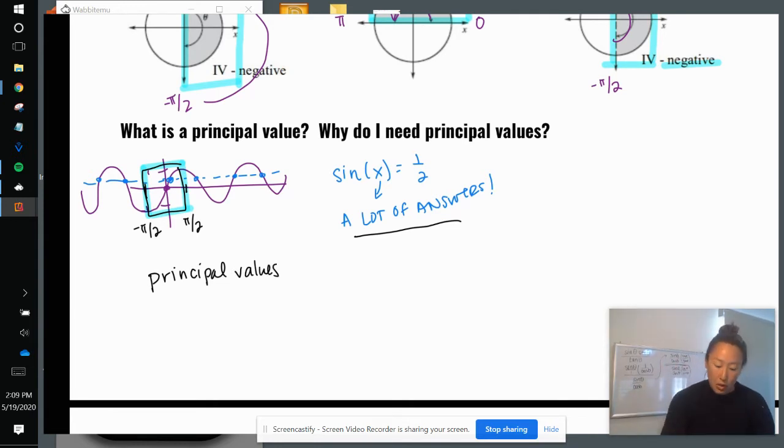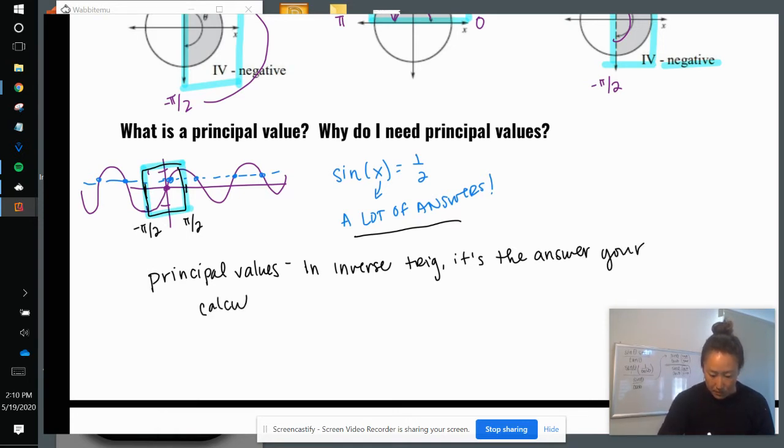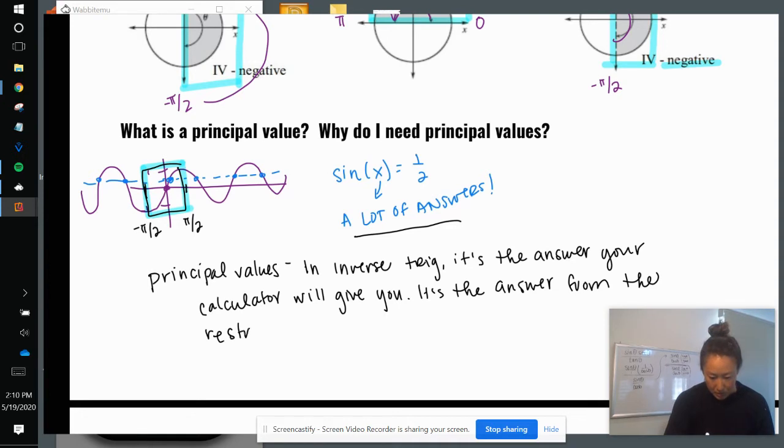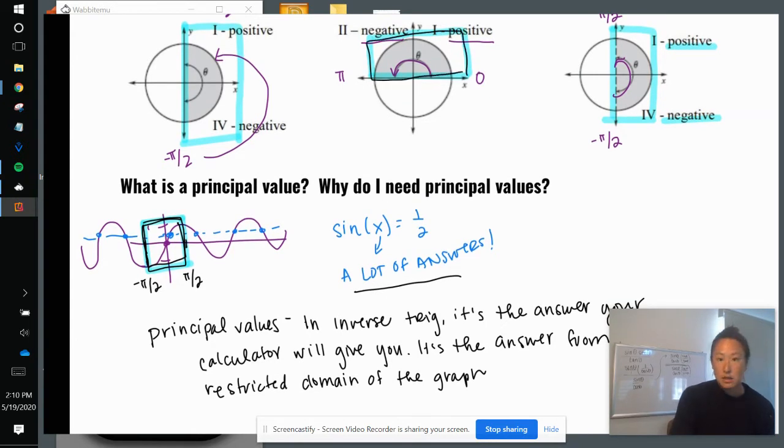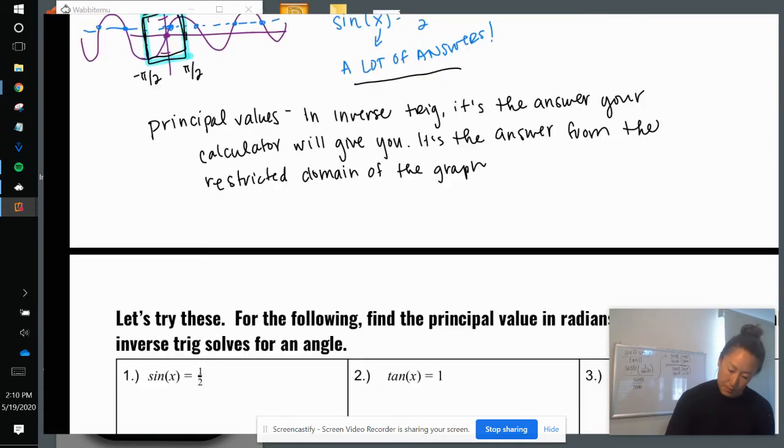Okay, principal values are the value in inverse trig. It's the answer your calculator will give you. It's the answer from the restricted domain of the graph. So just this little bit is the domain, okay? Between 0 and pi. That's the restricted domain for cosine. Between negative pi over 2 to pi over 2, that's the restricted domain for tangent. Okay, so we're going to try these.